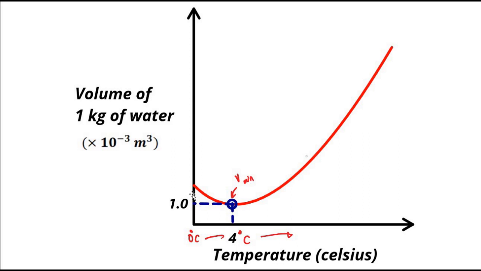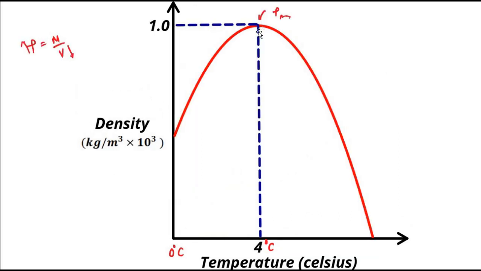And when water is heated in the range of 0 degrees Celsius to 4 degrees Celsius, volume decreases, volume being minimum at 4 degrees Celsius, and beyond that point it starts increasing, and as a result density is maximum at 4 degrees Celsius. So from 0 degrees Celsius, the density of water starts increasing, and then beyond 4 degrees it starts decreasing. So this is the concept of anomalous expansion of water.